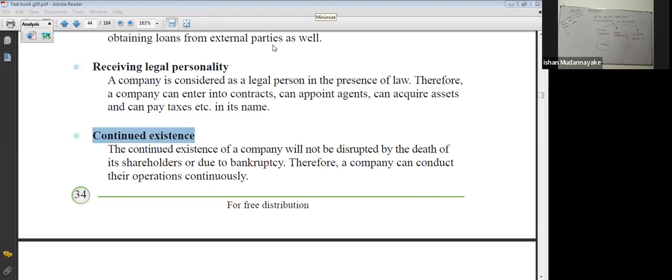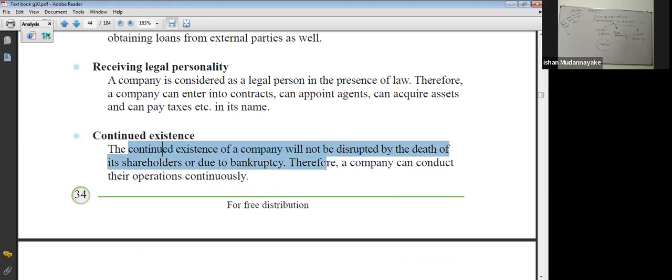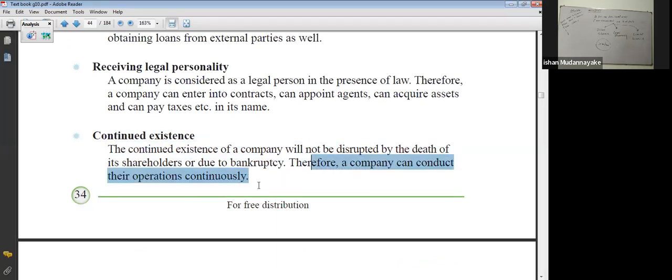Then next one. Hasid, read the note. Continued existence. The continued existence of a company will not be disrupted by the death of its shareholders or due to bankruptcy. Therefore, a company can conduct its operations continuously. The death or bankruptcy of a shareholder will not influence the operation of the business organization. Directors will control the business operation without any issue.